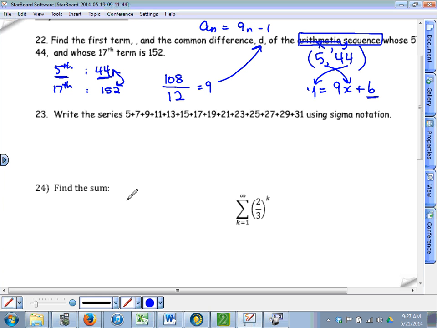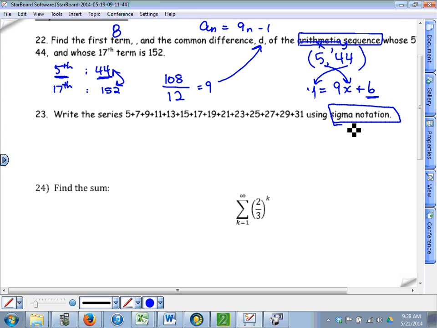Now that we have the equation, how easy is it to find the first term? Just plug in a 1 for n. 9 times 1 is 9. 9 minus 1 is 8. So the first term is 8. The common difference was 9. The whole thing that made this possible, or the only thing that made this possible, was knowing that this was arithmetic. Knowing that this was arithmetic let us know that it was patterned using a linear function.